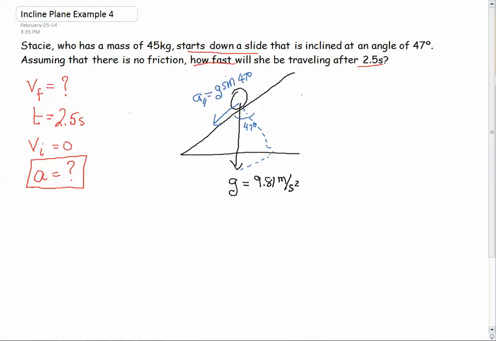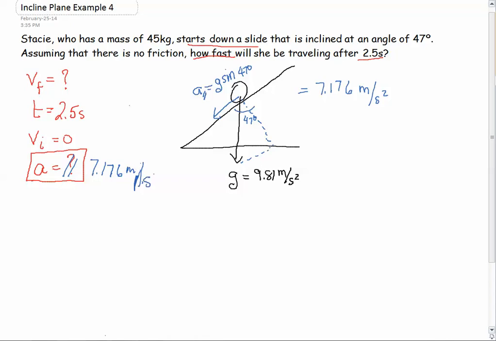And let's do that calculation. We get an acceleration parallel to the plane of 7.176 meters per second squared. I've rounded this to 4 significant digits. So we now have her acceleration. Let's just cross that question mark out, and we have 7.176 meters per second squared. Now let's calculate that final velocity.